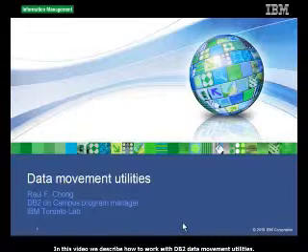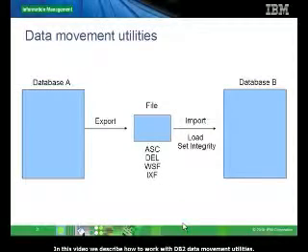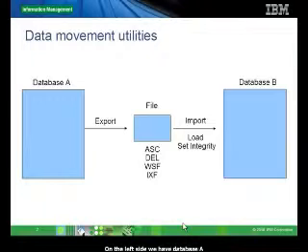In this video, we describe how to work with Db2 data movement utilities. This figure provides an overview of some Db2 data movement utilities. On the left side, we have database A. On the right side, we have database B.